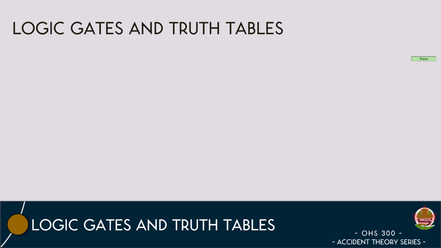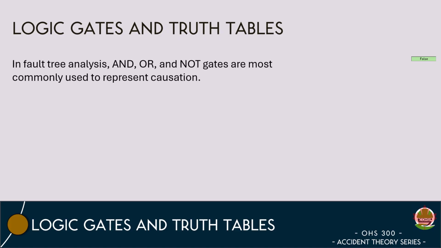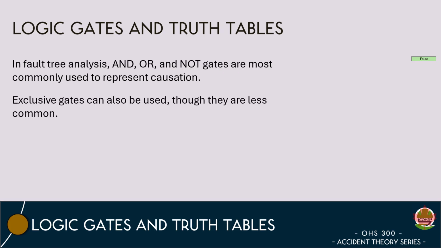Logic gates are fundamental components of Boolean algebra, performing functions that sort or compile data. In fault tree analysis, investigators commonly use AND, OR, and NOT gates to represent causation. Additionally, exclusive gates, though less frequently used, can add detail to fault trees when needed.